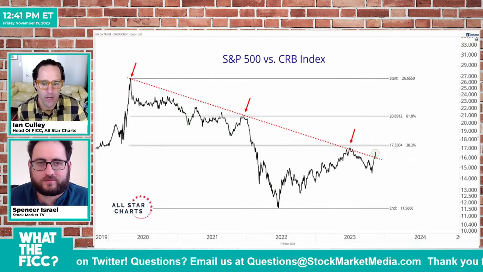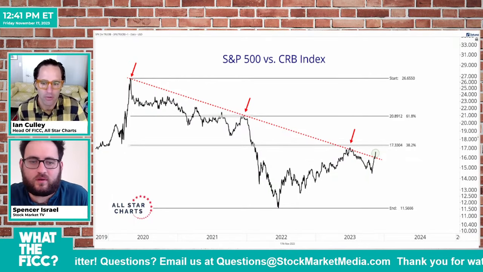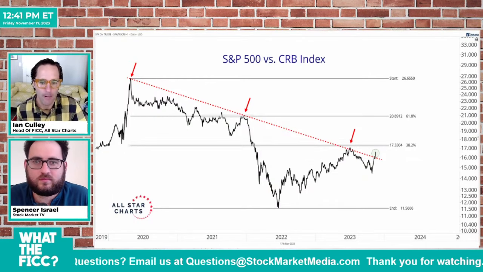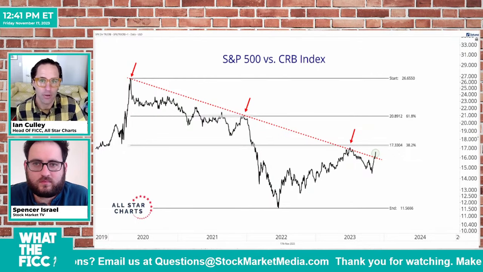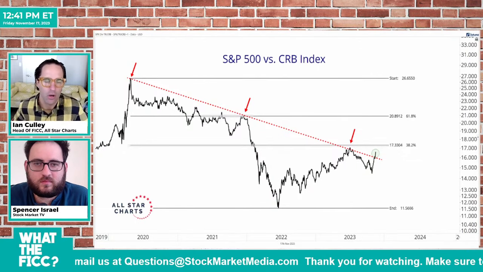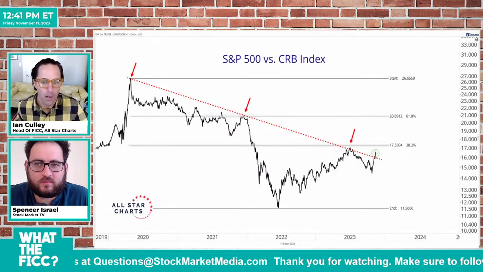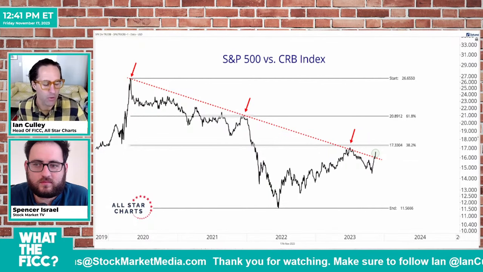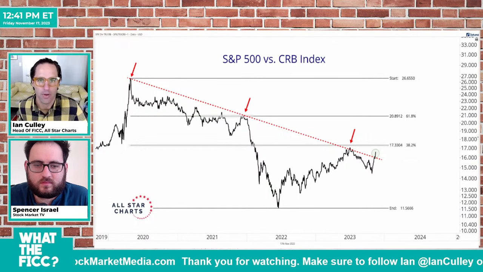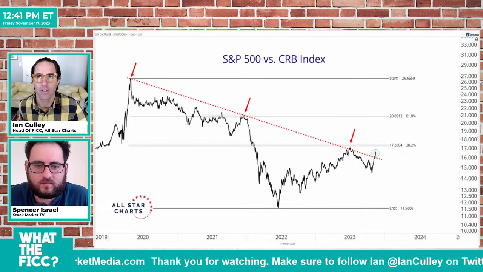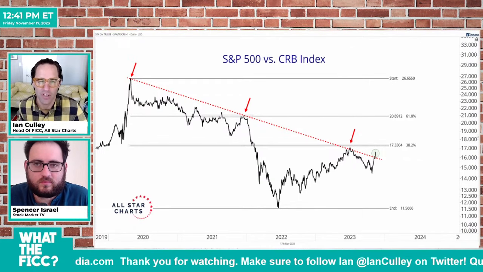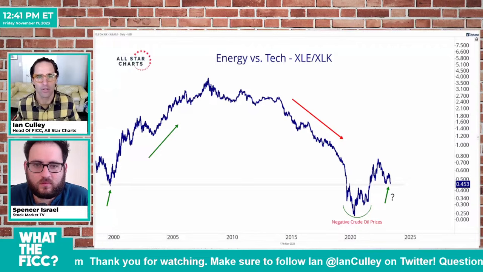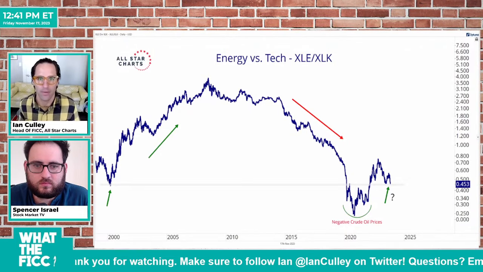It'll be really interesting to see what happens up here around this key retracement level, heading into Q1 and Q2 of next year. But along with this chart, I think this is one of the most important charts out there in terms of asset allocation and understanding what kind of regime we're in: that energy versus tech ratio.